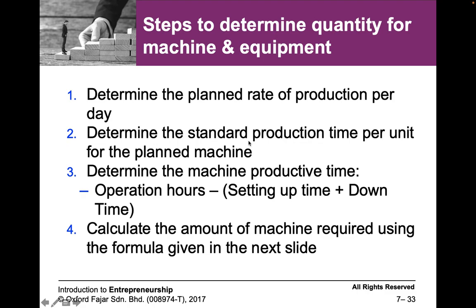Okay, or the oven machine, for example. For the oven, the duration needed to bake the cake, how many minutes for one cake? Let's say for one cake, it takes about 15 to 20 minutes to bake one unit of cake, for example. So this is what we mean by the standard production time per unit.